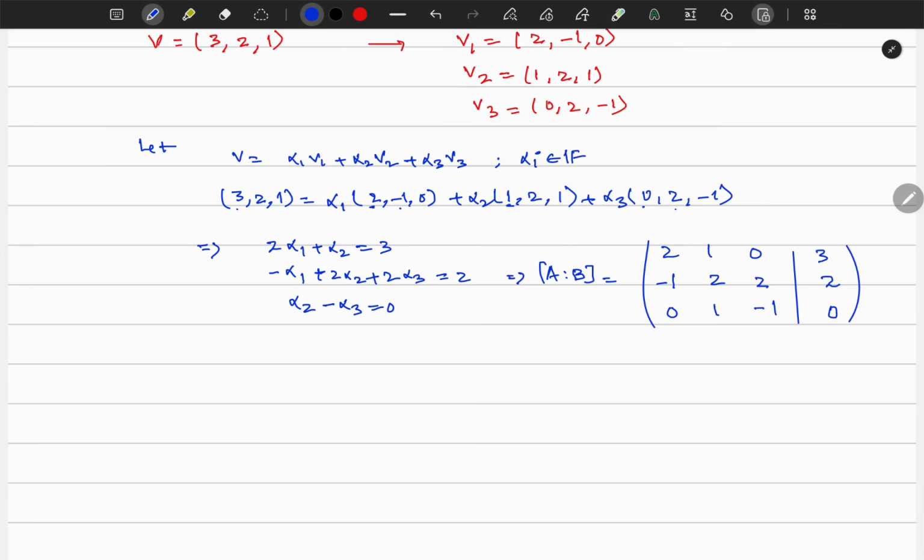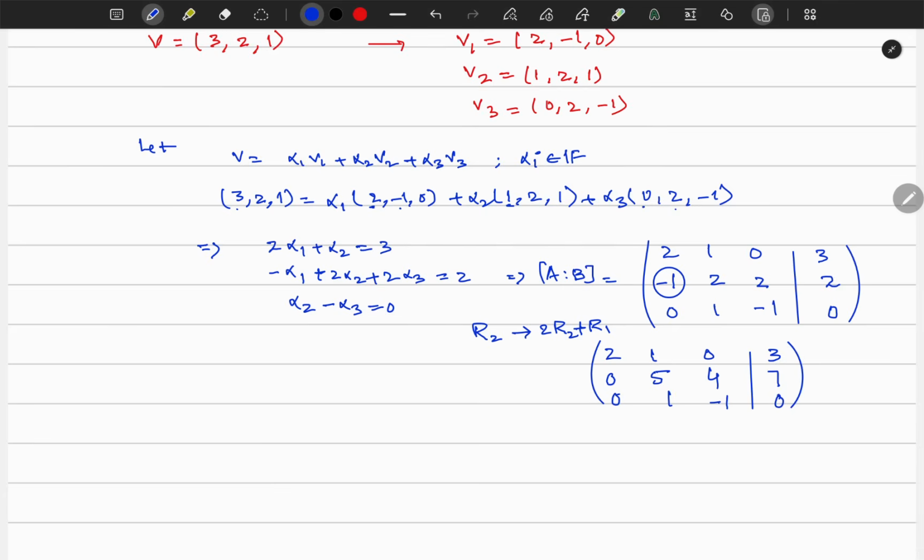So try to solve it. What will you do? Make this one a 0. So R2 becomes 2R2 plus R1: that is 2 plus minus 2, so this is 2 1 0 3, and this is minus 2 plus 2, it will go to 0. 4 plus 1, that is 5, then 2 times 2 is 4, 4 plus 2... that is 7, and this is 0 1 minus 1 0.